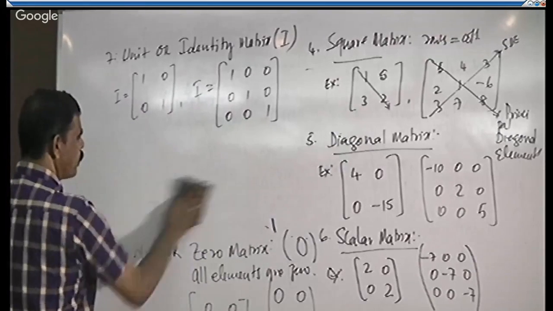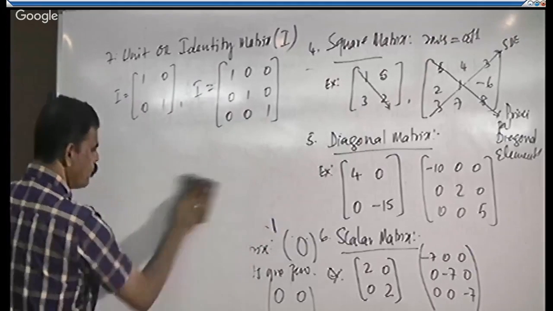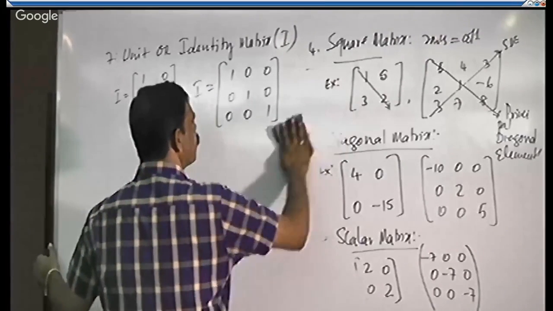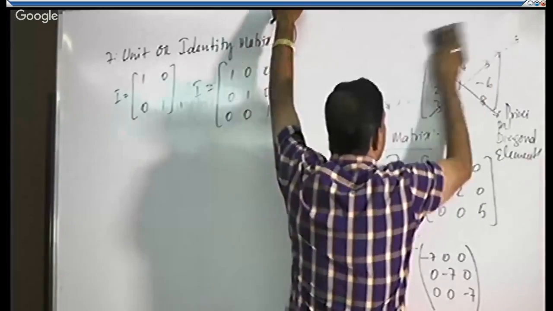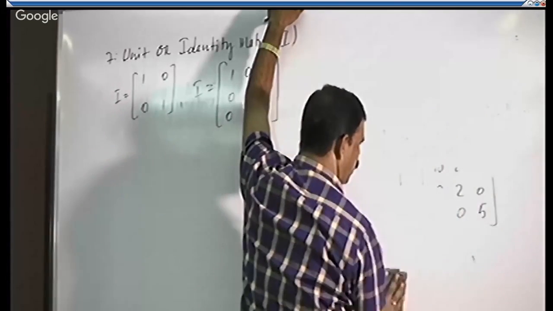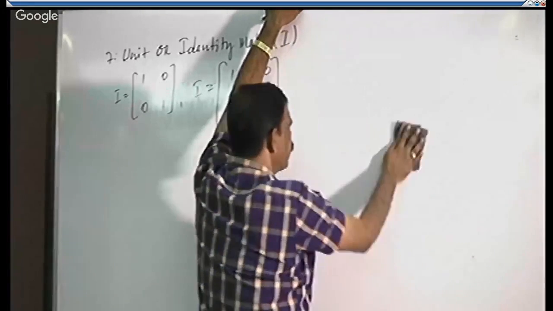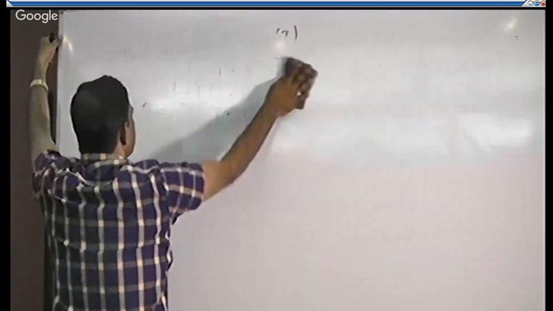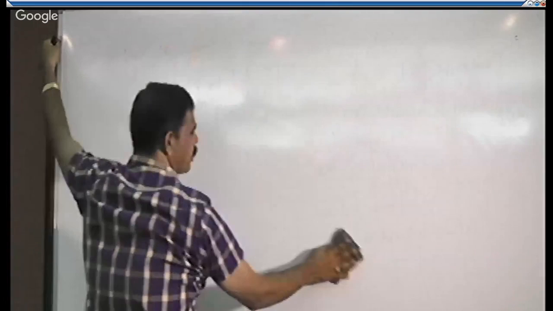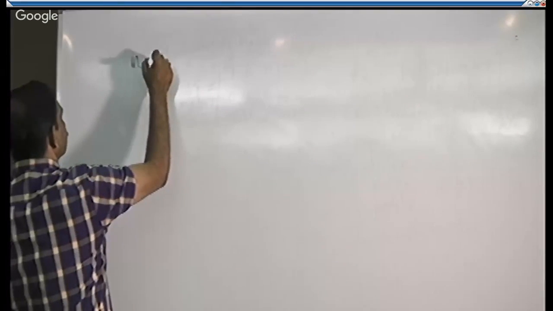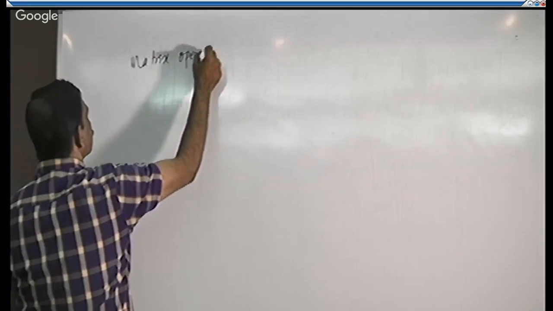Next topic, we can move to the algebra of matrices. Algebra means addition, subtraction, multiplication. How we can add two matrices, or how we can subtract one matrix from another. That is matrix operations. All these matrix operations were explained by a mathematician called Arthur Cayley.